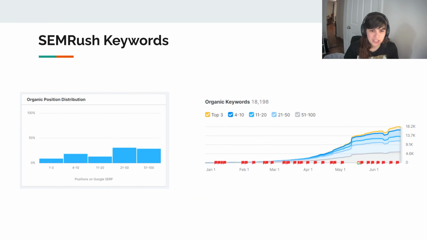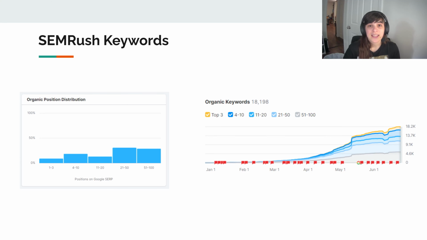So the SEMrush keywords, what you see on the left is the position distribution of all my keywords. The majority of my keywords still sit in 21 to 50, but hopefully my more targeted keywords are the ones that are in the 1 to 3 and 4 to 10. Remember, this is showing all the keywords you're ranking for. And Google reports that 15% of all searches are brand new. So that includes those type of keywords.